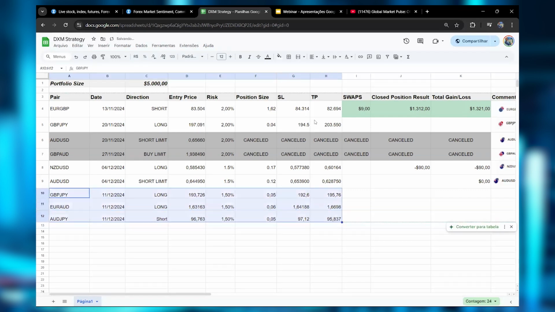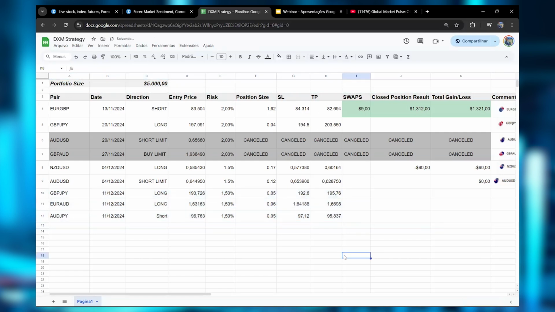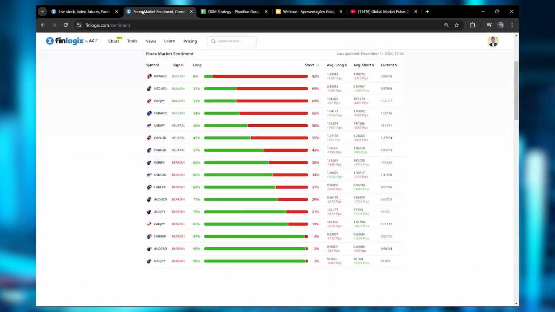Okay. Take all of those three and we put into the mid like that. Perfect. Okay. Now let's have a look into GBPJPY. Right there.